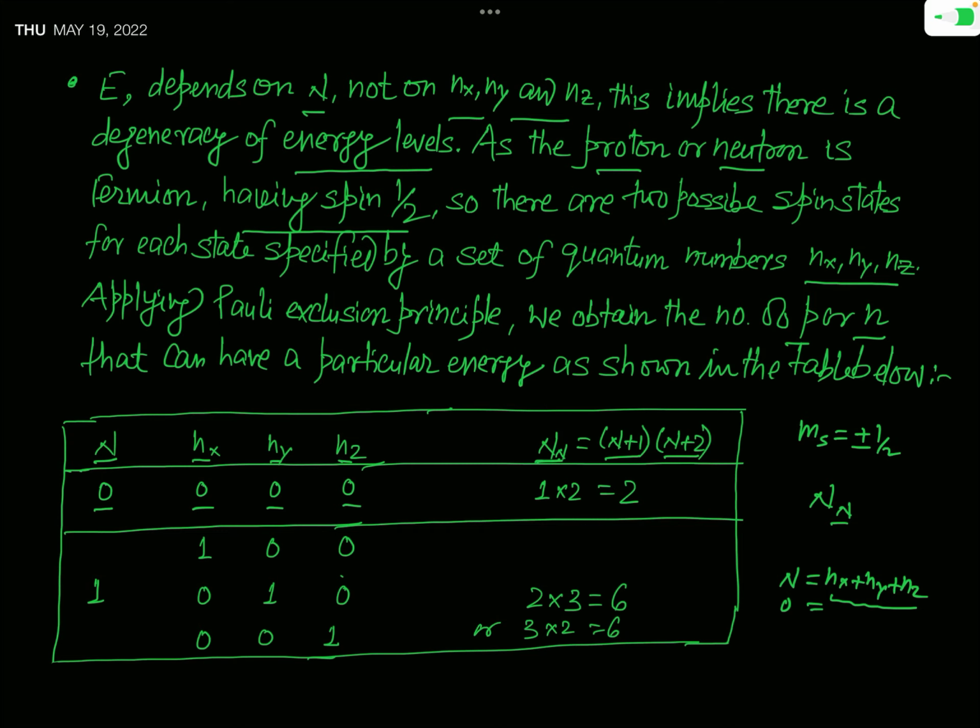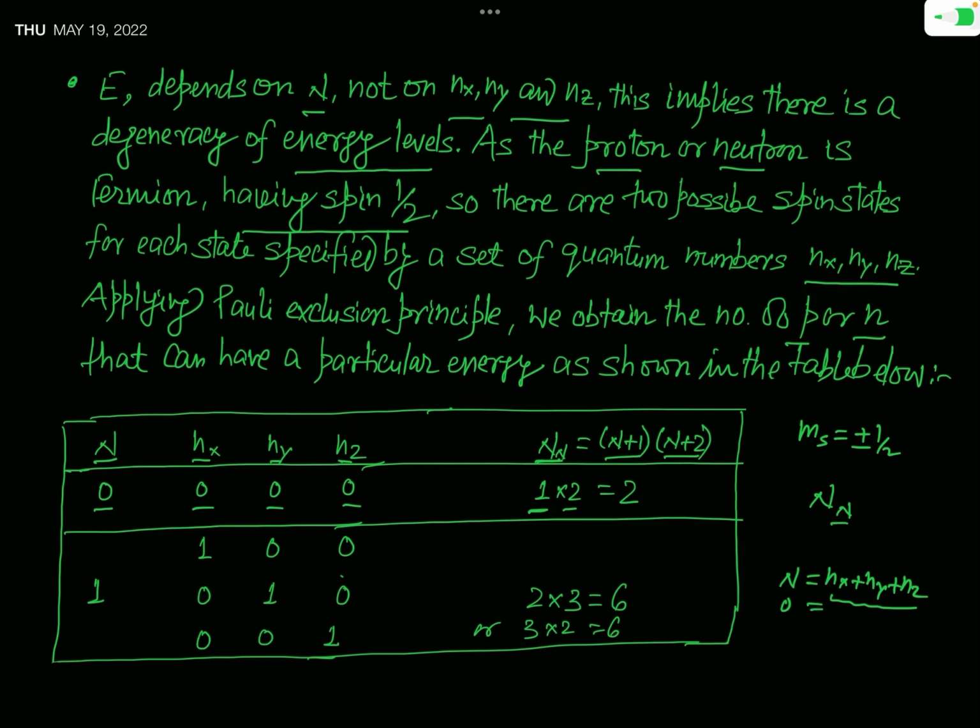So you can find the number of protons or neutrons simply by this: there is one set of quantum numbers, so I have written here 1. And there will be two spin states, so 1 will be multiplied by 2. So 1 refers to the number of sets of nx, ny, nz. This is one set, so I have written 1.